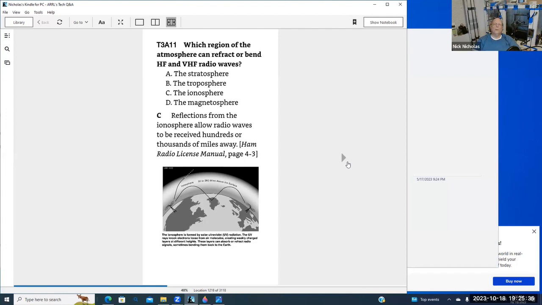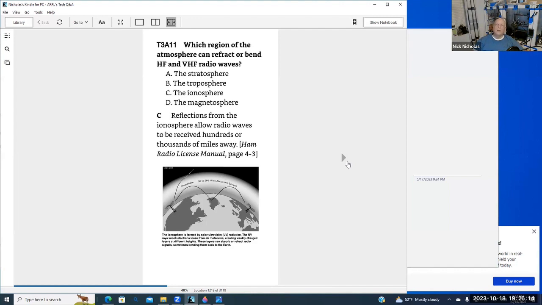Okay. Which region of the atmosphere can refract or bend HF and VHF radio waves? That would be the ionosphere. The ionosphere is between 30 and 260 miles above the planet. The International Space Station is in the ionosphere. It's a very thin layer of atmosphere. Super thin. You can't breathe up there. You can't live up there without a spaceship or a spacesuit.